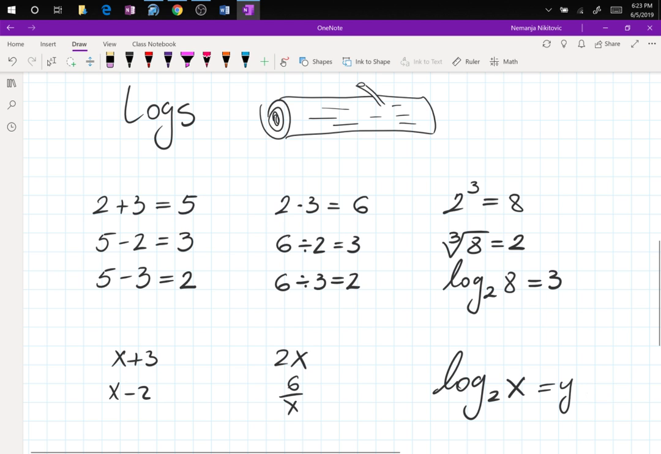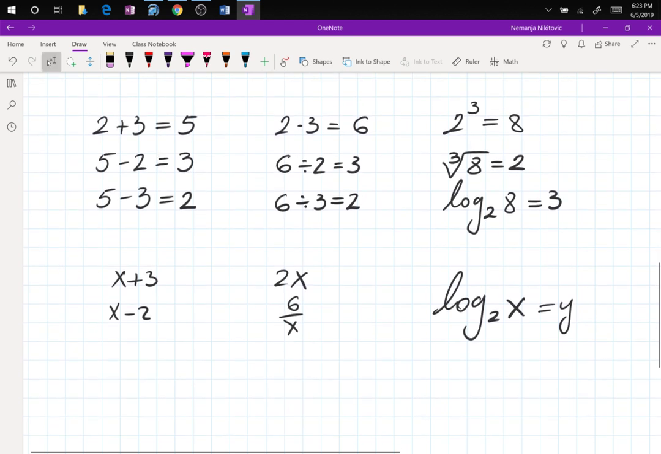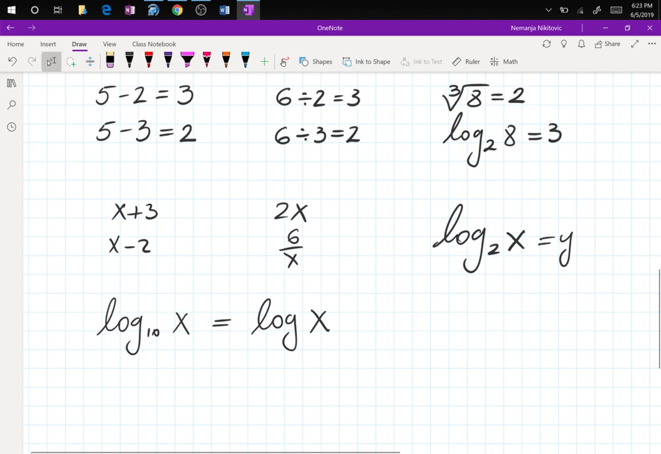Your calculators compute logs, but they compute only base e and base 10 logs. So if you have log base 10 of x, then we just write log x. So when you see log without a base written, it's understood it's 10, and in your calculator the capital LOG button is the one that is base 10.